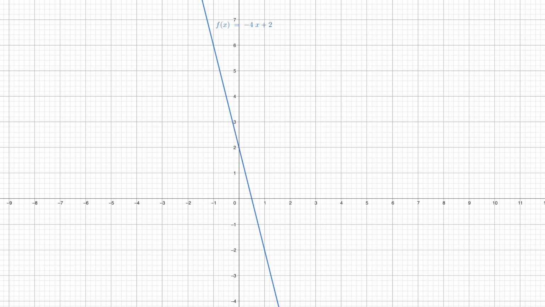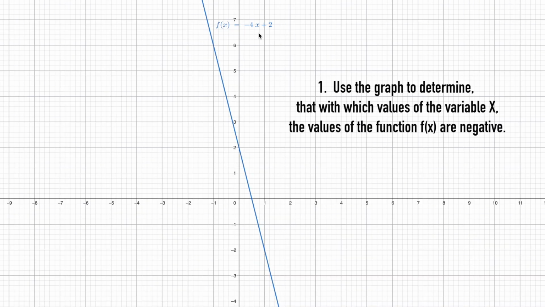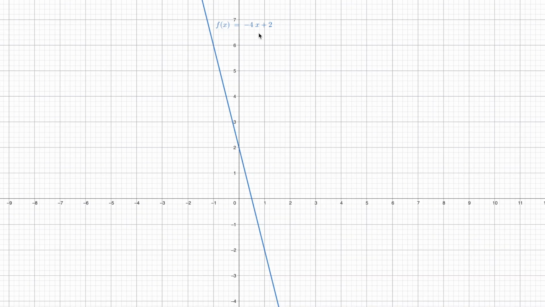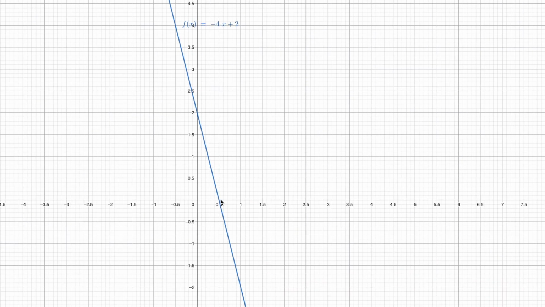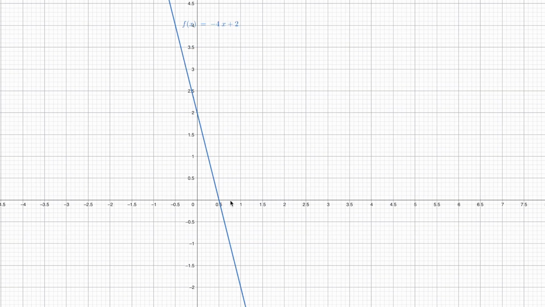So, if we now look at another graphical representation of a function, f of x is -4x plus 2, and we look at the same question as before, we can see that the root of the function is now 0.5. So now, when the variable x is greater than 0.5, the values of the function are negative.